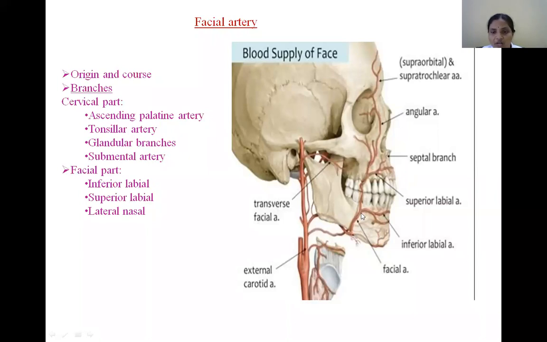Then on the face, it provides three important branches: the inferior labial, the superior labial, and the lateral nasal. After giving these three branches, it ascends to the medial angle of the eye as the angular artery. This angular artery anastomoses with the dorsal nasal branch from the internal carotid. So it ends by anastomosis with a branch of the internal carotid artery. This anastomosis provides a collateral circulation. So these are the three branches: inferior labial, superior labial, and lateral nasal.